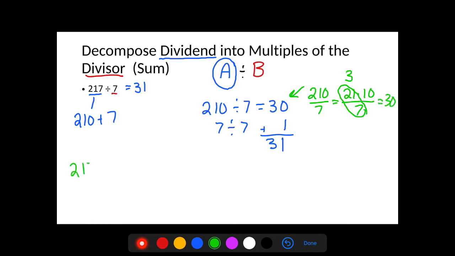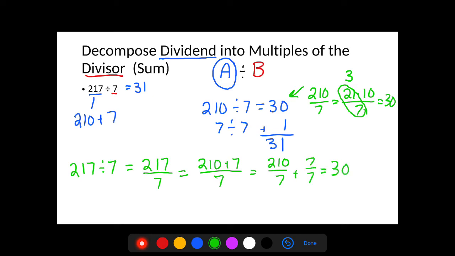Why does this work? I took 217 divided by 7, turned it into a fraction, decomposed the numerator, and then wrote this as 210 over 7 plus 7 over 7, which is 30, plus 1, which is 31.